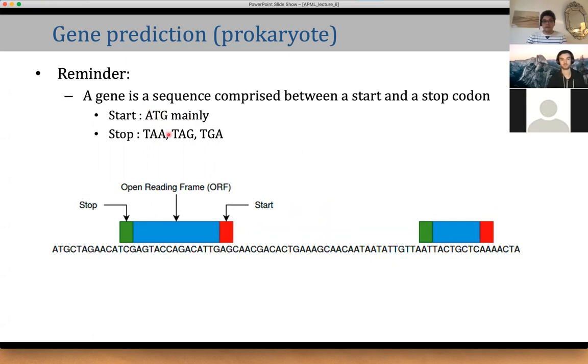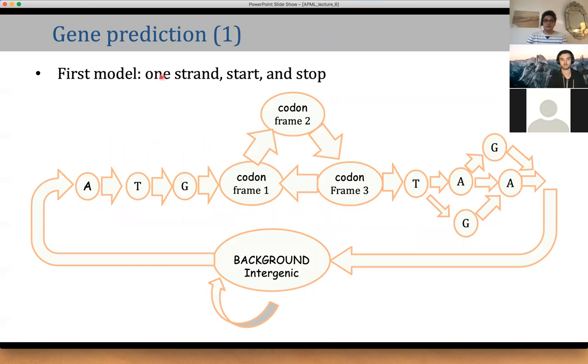So how can we write that with a simple HMM? If we just want to write a simple model to do this gene detection, let's imagine we just have one strand. So we just look at sequences where we go from 5' to 3'.